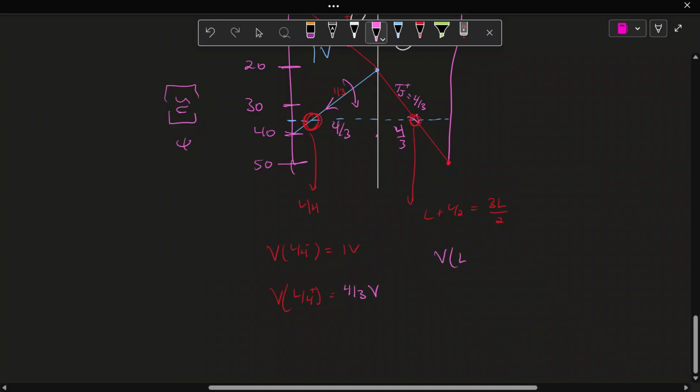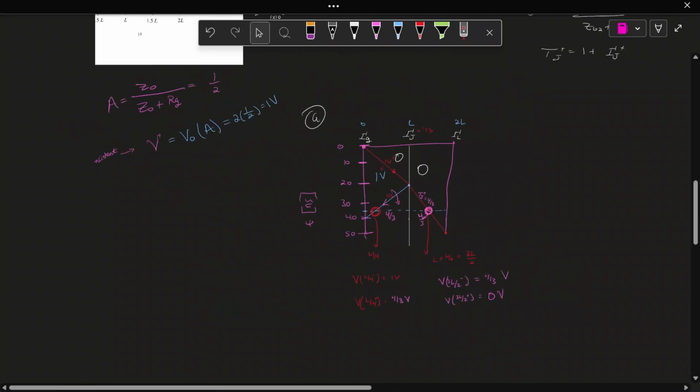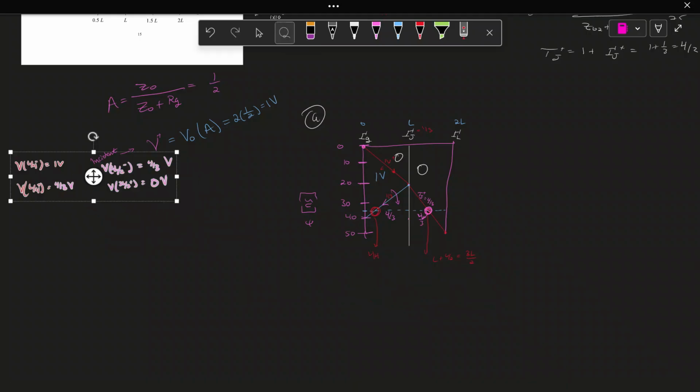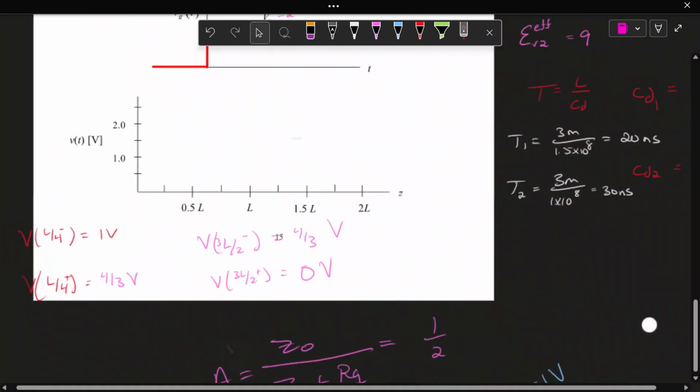Now let's do the voltage at 3L over 2 to the left side. We take our point here, we look to the left, it's 4/3. And now the voltage at 3L over 2 plus, we look at our point again where it crosses the waveform, and to the right it's 0. So this makes it very easy, very practical to solve this type of question. As long as you did the bounce diagram correctly, you're going to get full points. So we come up here and we plot these points.